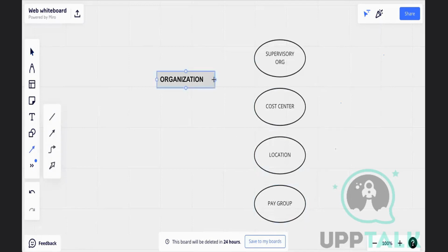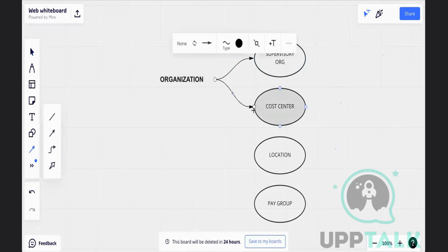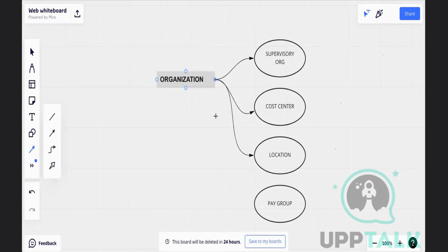So organization is your core concept here, right? All these other circles or oval shapes that we have are the different types of organizations, right? There are many more based on which industry, which domain your organization is in. It will vary. So for example, if you are working in the education industry, the organization will definitely have these. These are the most common ones.